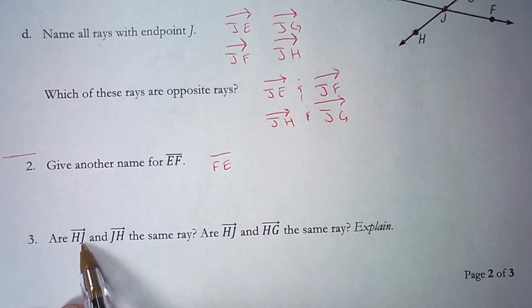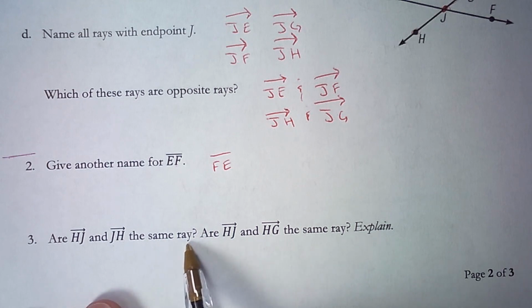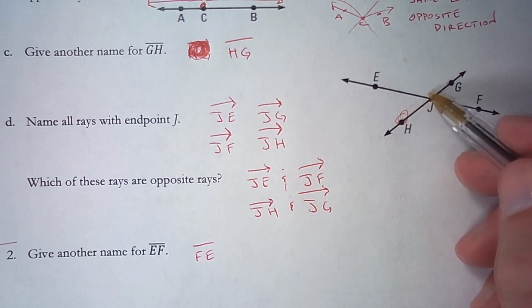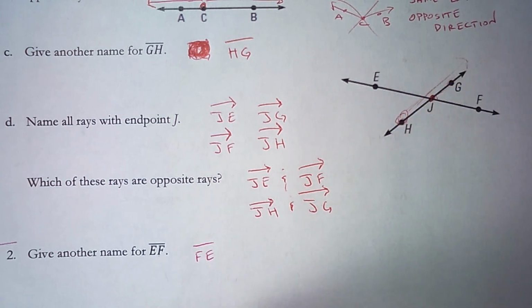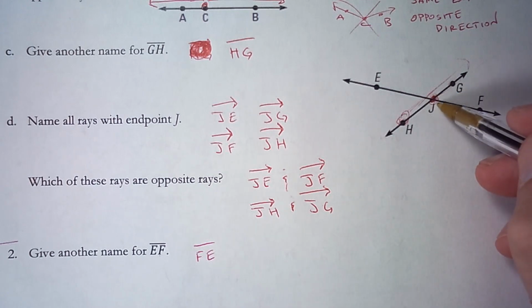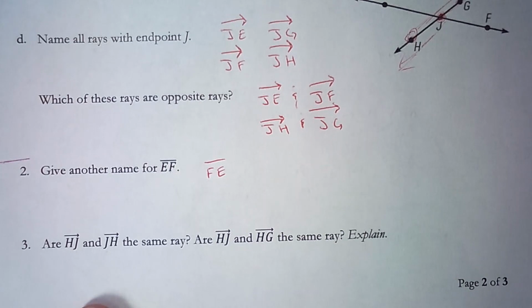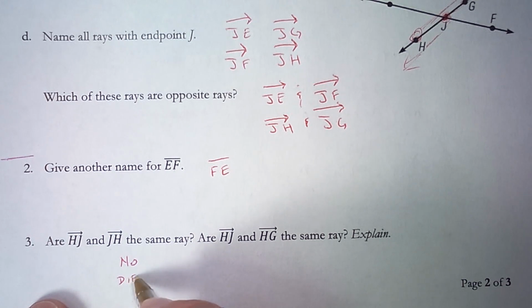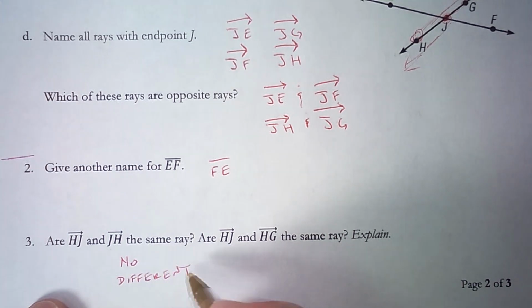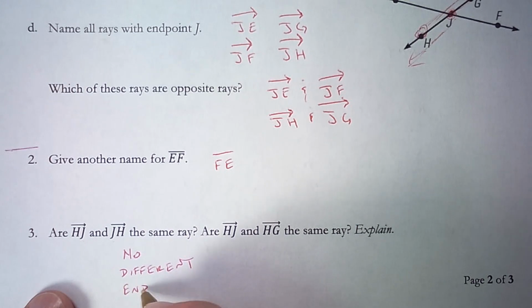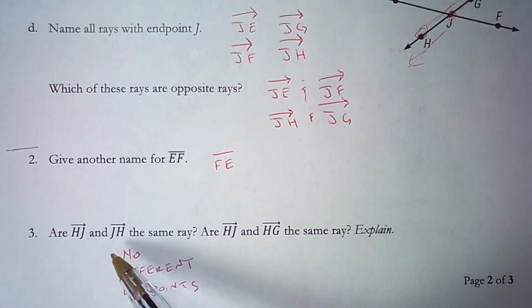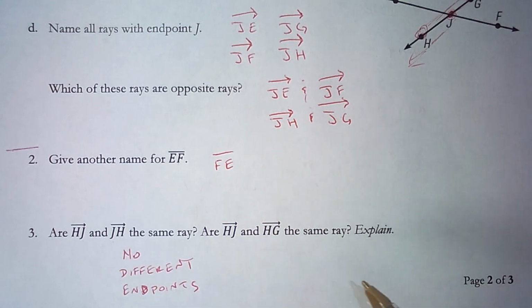Are ray HJ and ray JH the same ray? Okay, ray HJ starts here and goes through J. Ray JH starts here and goes through H. They're not the same ray. Okay, I know they're not the same ray because they have different endpoints. They're not opposite rays either because they have different endpoints. They do go opposite directions, but they don't have the same endpoint.